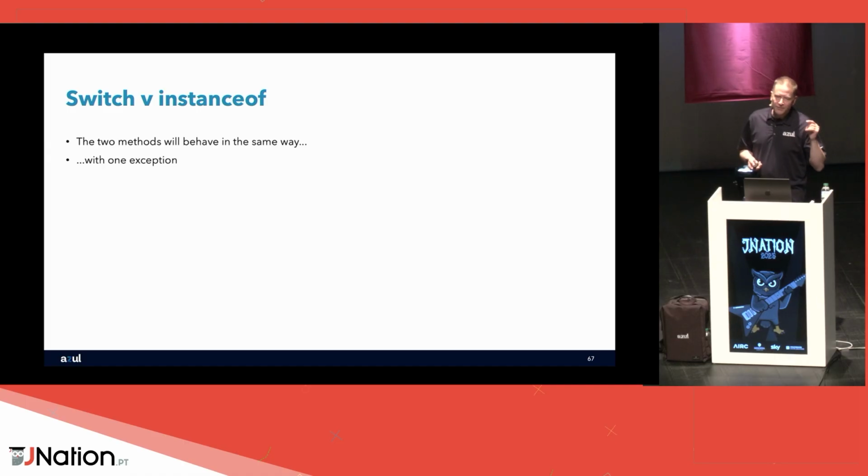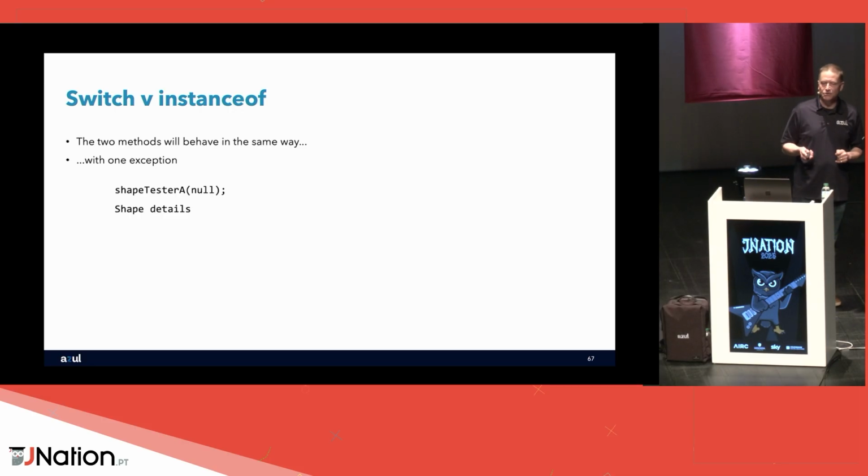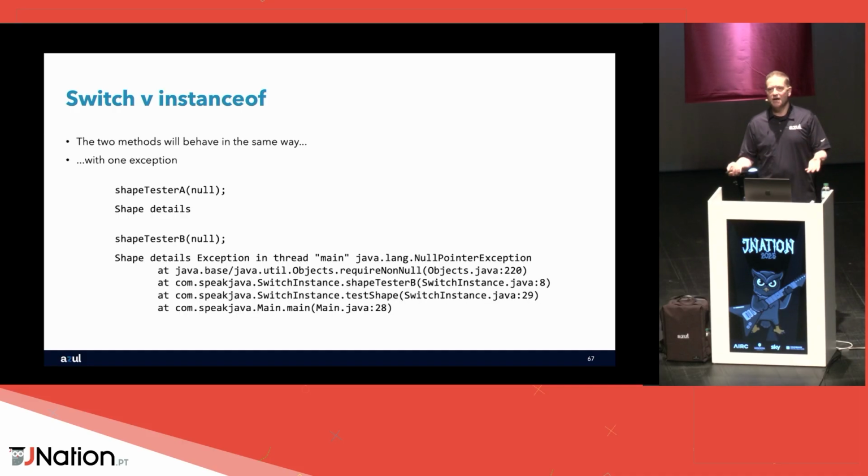The answer is, they will deliver the same behavior with one exception. And that is, in fact, the exception. Because if you call shape tester A on null, all you're going to get is shape details, because it will fail the tests in the instanceof. But if you do it on shape tester B, which uses a switch, you get a null pointer exception.